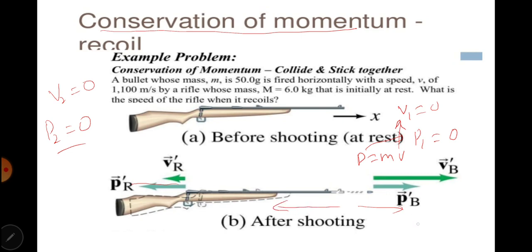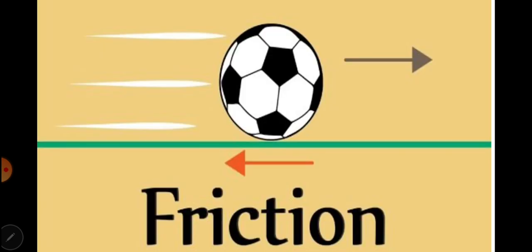in the backward direction. Let the velocity of the bullet be v1 prime and that of the gun be v2 prime. So v2 changes to v2 prime, and v1 changes to v1 prime.